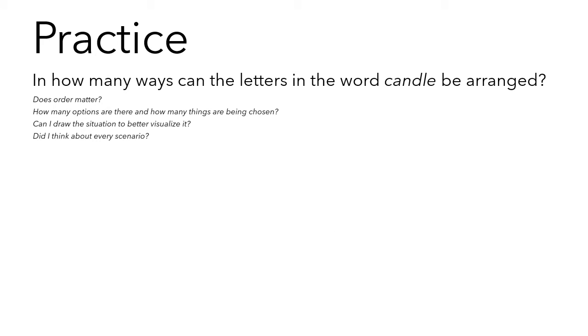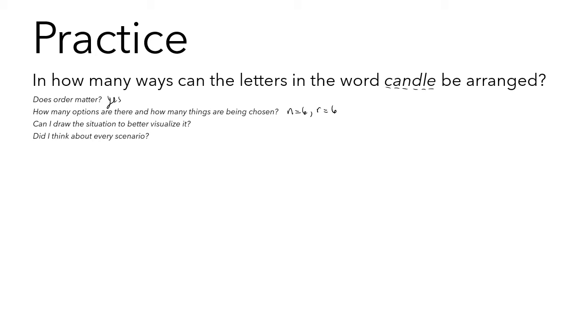Alright, let's try a permutation combination example. So the question is, in how many ways can the letters in the word candle be arranged? So first question, does order matter? In this case, yes, because we're talking about a word, and the order of the letters will change the word, so order here does matter. Number two, how many options are there and how many things are being chosen? Well, we've got 6 letters, and we're just rearranging them, so we've got 6 spots. So n is going to equal 6, and we're choosing r. r equals 6 as well. So r and n are both 6 here.